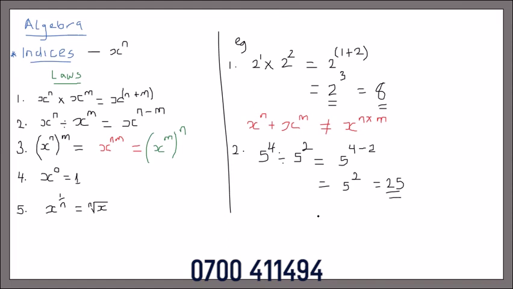Alright, I'll also note that you should not interchange. In any case, if you have this in red here, x to power n minus x to power m, this one is not equal. I repeat, it's not equal to x to power n divided by m.